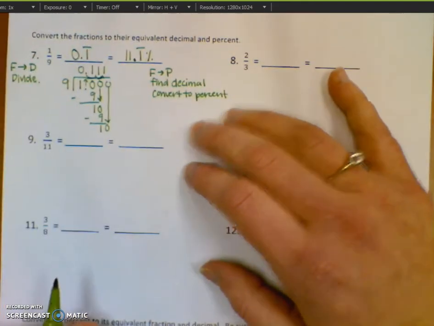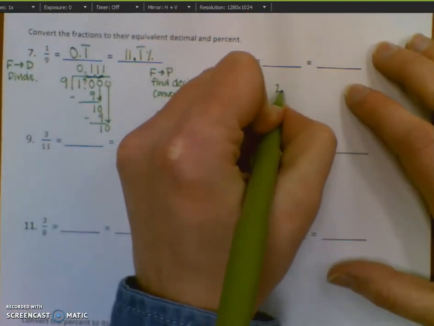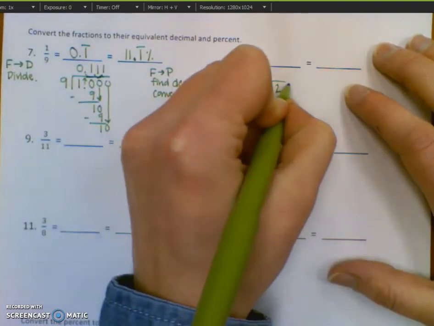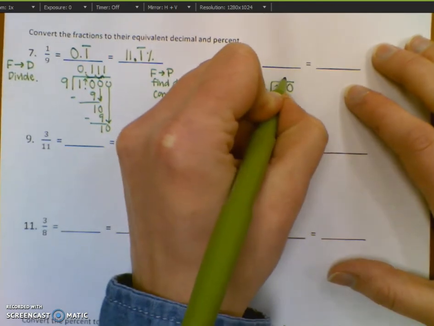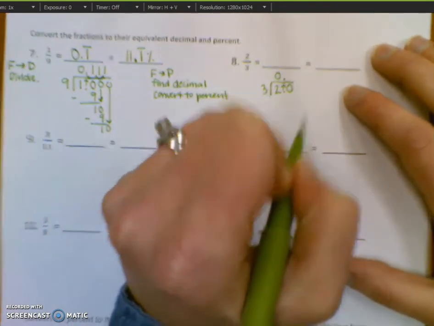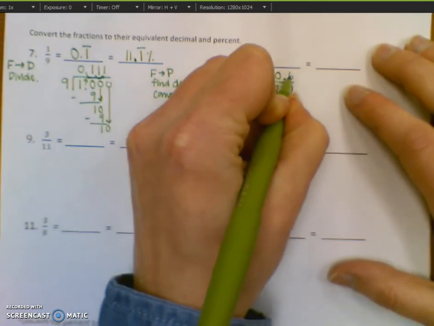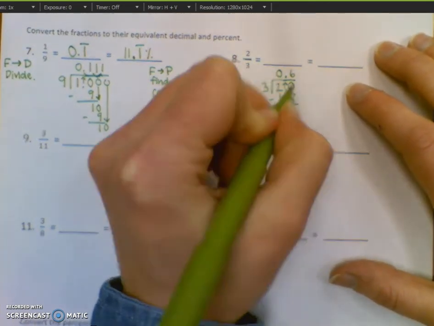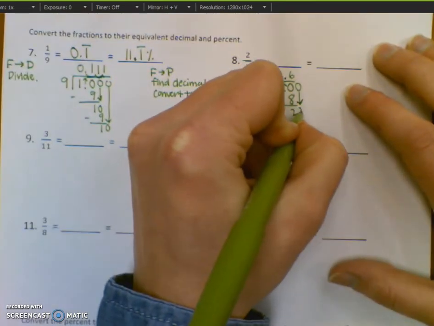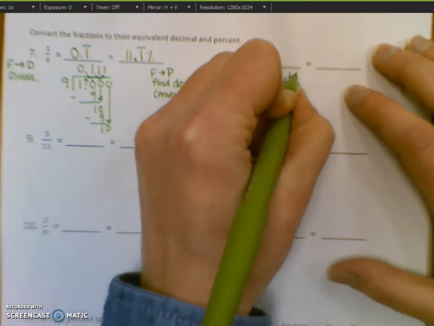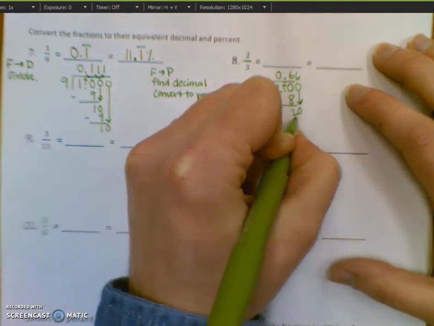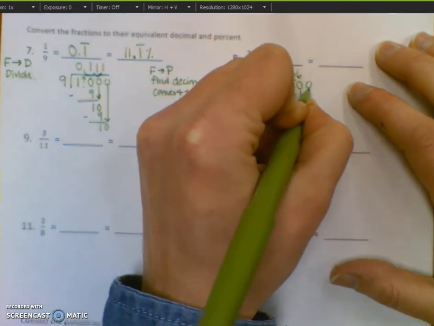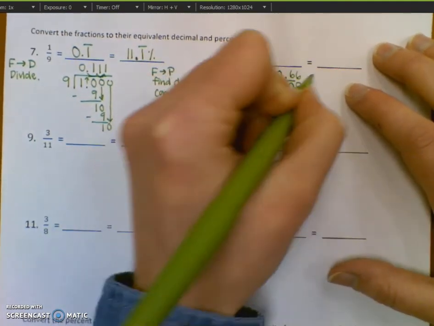So I'm going to do one more example for you over here, 2/3. I'm going to do 2 divided by 3. The fraction bar is a fancy way of showing division. I have to add my decimal point with a 0 because 3 cannot go into 2. And then 3 goes into 20 6 times, and 6 times 3 is 18. When I subtract, I get 2. I can add a 0 and bring that down. 3 goes into 20 6 times. 6 times 3 is 18. When I subtract, I get 2. Add another 0. 3 goes into 20 6 times.